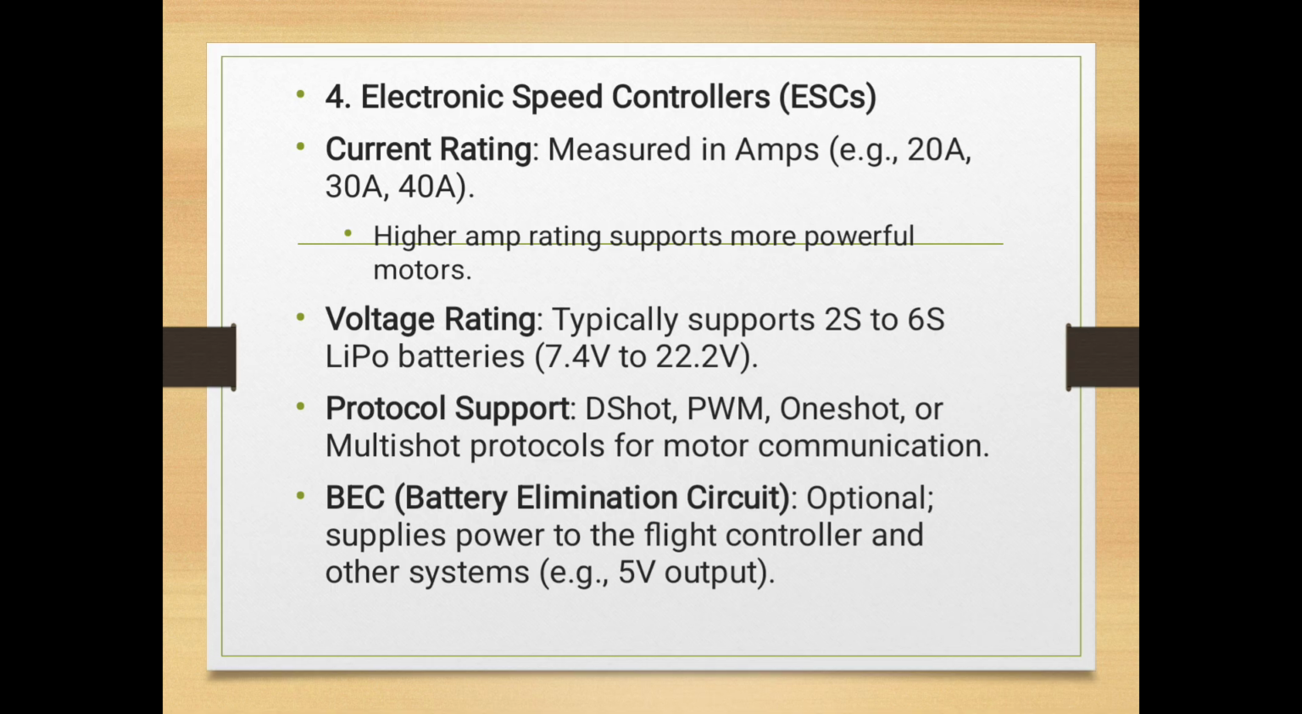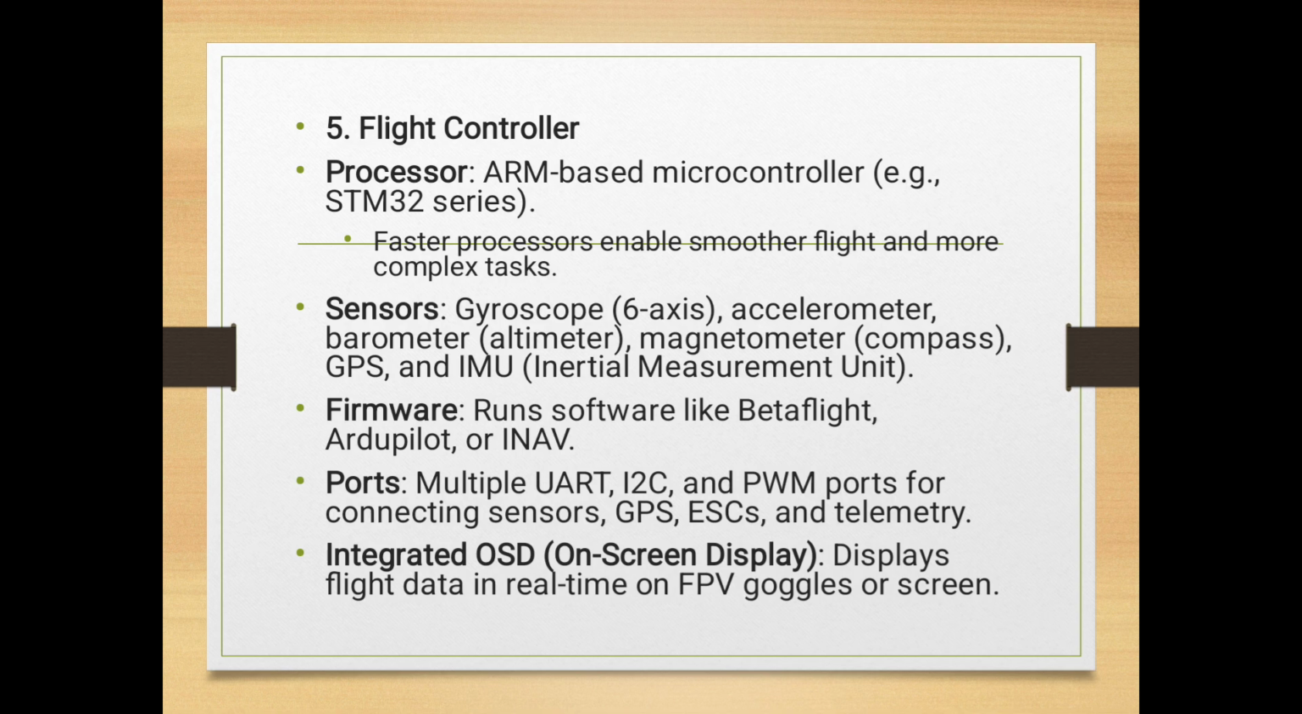Example 5 volt output. Then fifth one is flight controller. Processor: ARM based microcontroller, example STM32 series. Then faster processors enable smoother flight and more complex tasks. Then sensors: gyroscope, that is 6 axis, accelerometer, barometer, then altimeter, magnetometer, compass, then GPS and IMU, inertial measurement unit.